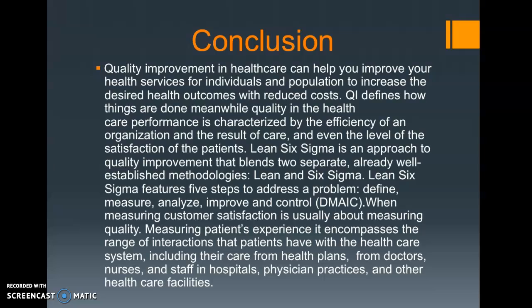Quality improvement in healthcare can help you improve your health services for individuals and populations to increase the desired health outcomes with reduced costs. Quality improvement defines how things are done. Meanwhile, quality in healthcare performance is characterized by the efficiency of an organization and the results of care, even the level of satisfaction of the patients.